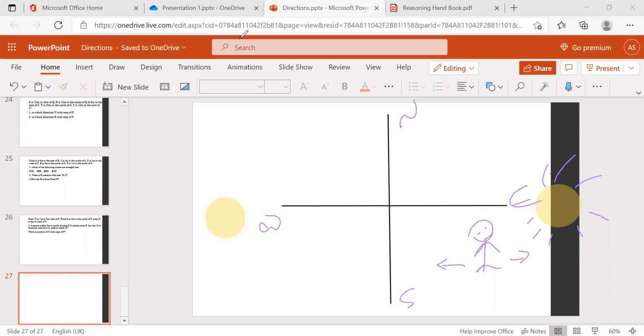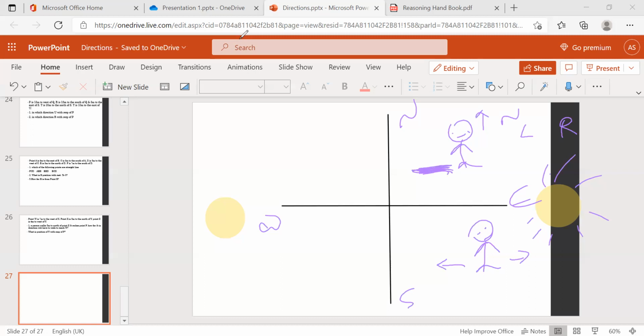Suppose a person is facing the north, it is an important point. When it is morning time, his shadow will fall like this, right? The sun is on this side, so the shadow will be in this direction. That means when a person is facing the north in the morning time, the shadow is on the left side. Remember this, left side.